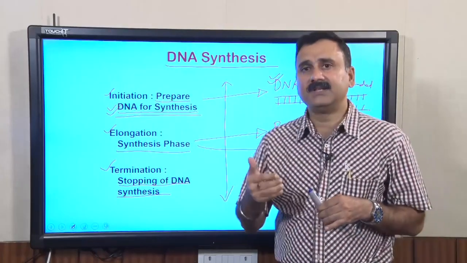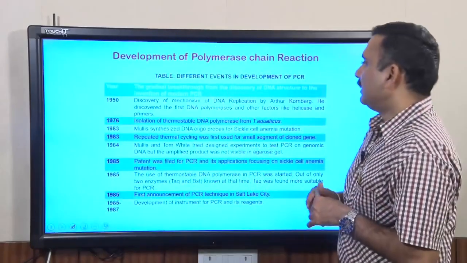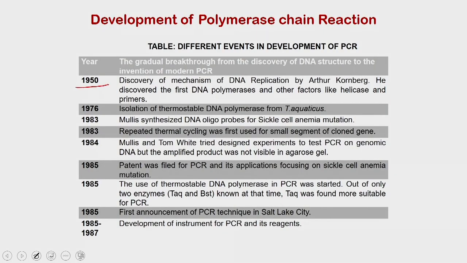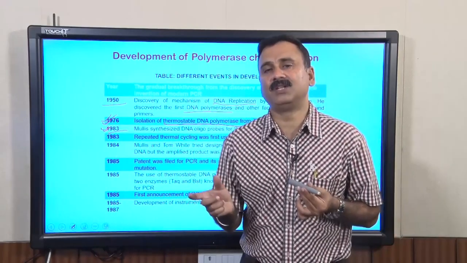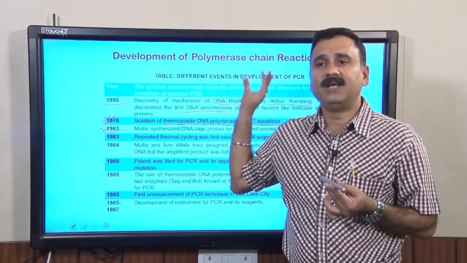So let's see the different stages through which the technique evolved. It started early on, in the 1950s, when Arthur Kornberg, the Nobel laureate, discovered the mechanism of DNA replication. He also discovered the DNA polymerases, the enzymes responsible for the synthesis of DNA. Then in 1976, people discovered the first thermostable DNA polymerase from Thermus aquaticus. And in 1983, Kary Mullis synthesized the first DNA oligo probe for detecting sickle cell anemia, a groundbreaking discovery showing that you can do in vitro reactions to synthesize small stretches of DNA without utilizing cellular machineries.